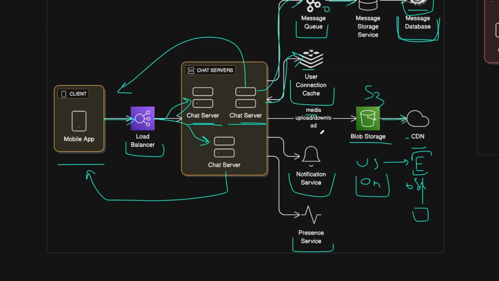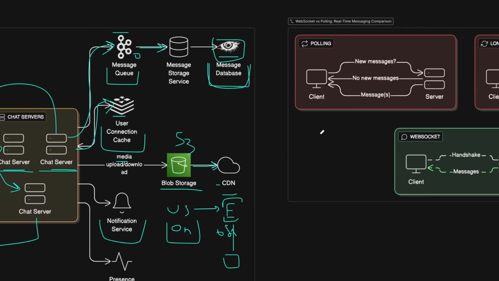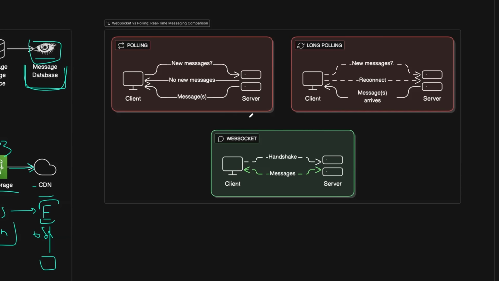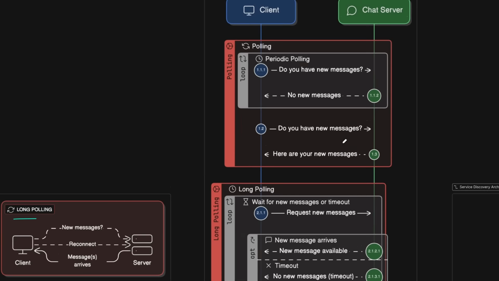Now let's choose the communication method between the mobile app and the services, the chat servers. We have three options here: polling, long polling, and WebSocket communication. Of course, most messaging apps use WebSocket for communication, but let's understand why that is the case by looking at their pros and cons. Let's start with the polling option.